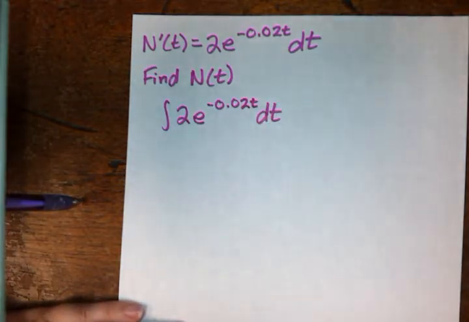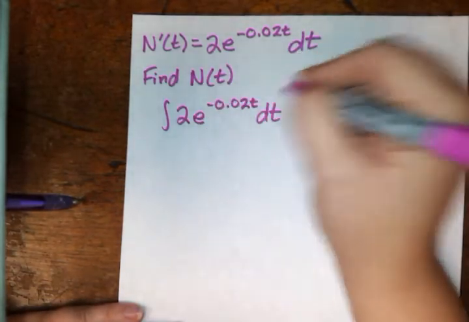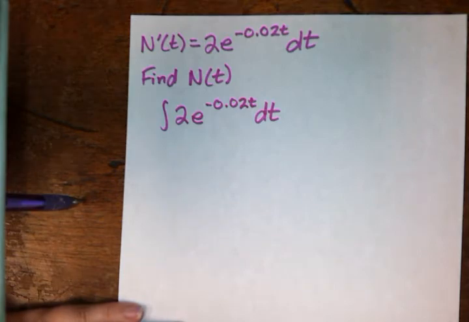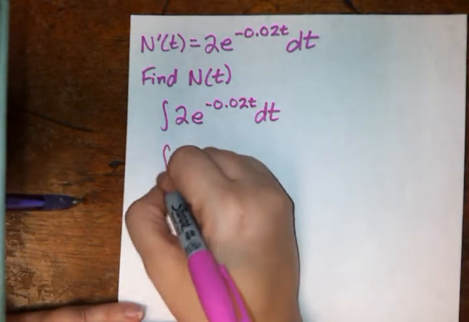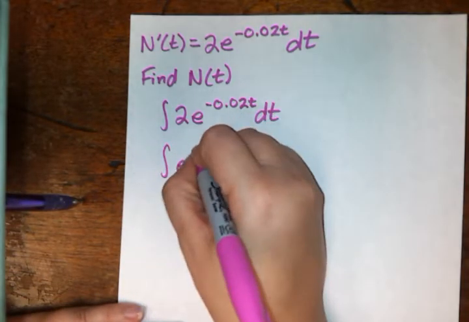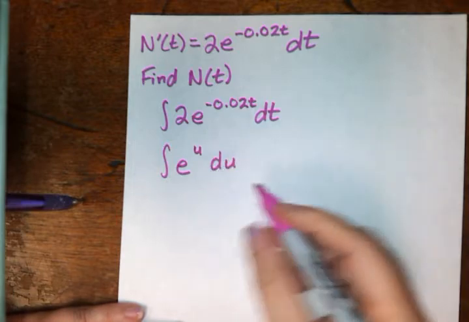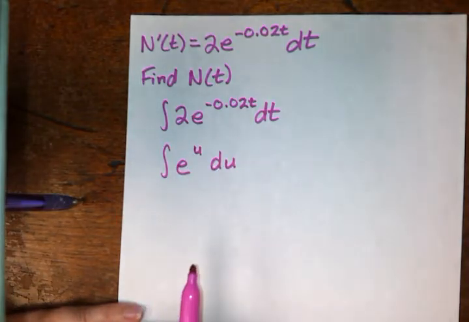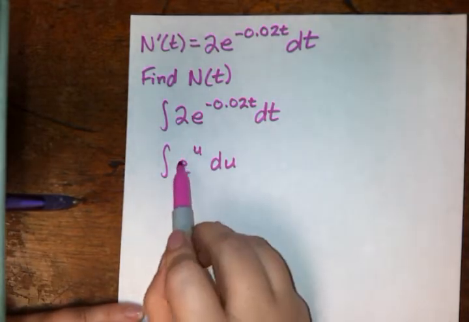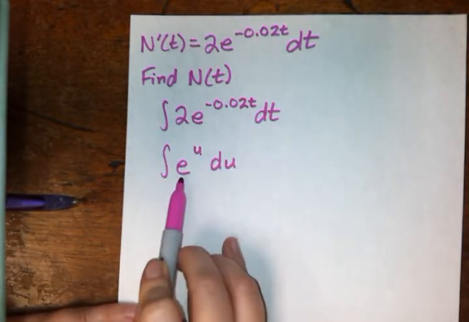That's not something that we've learned in the past. There are no rules for taking e to some power that's a function in and of itself. But what I do know how to do is take the integral of e to the u du, right? The integral of e to the u is just going to be e to the u.